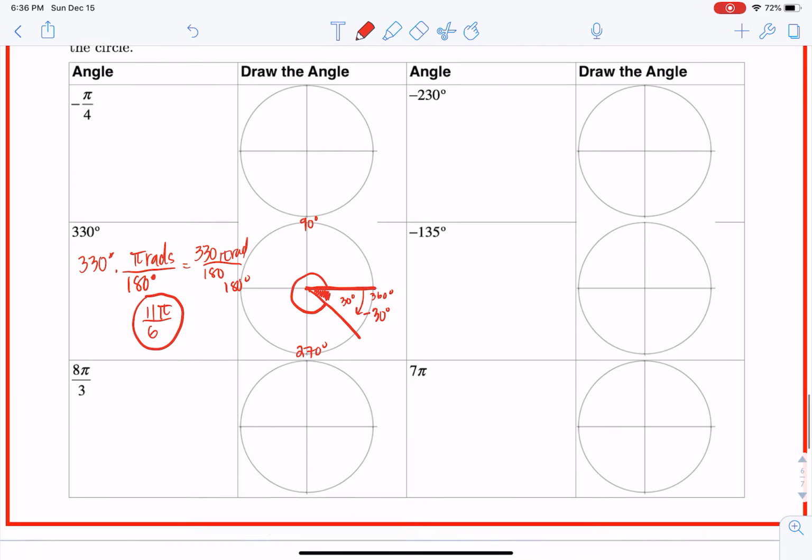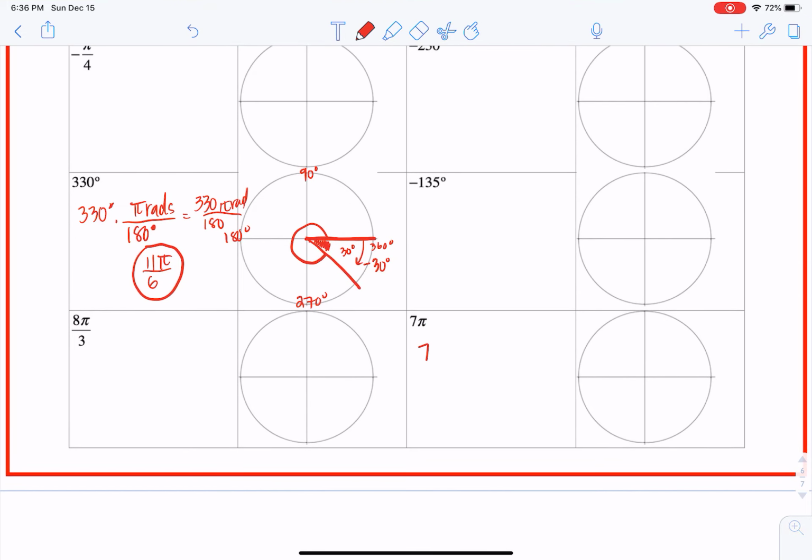Let's take a look at 7 pi over here. So 7 pi radians times 180 degrees over pi radians. My pi's will cancel, and I'm left with 180 times 7. So that is going to be 1,260 degrees. If this is my initial side, I'm not going to give you an example here of drawing this angle in degrees, but instead, let's come back to this radians piece here.